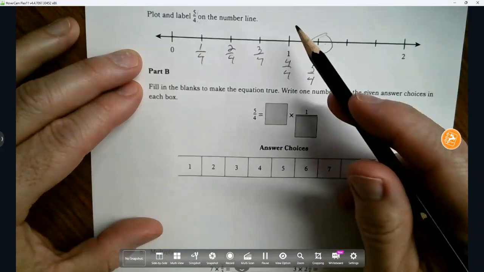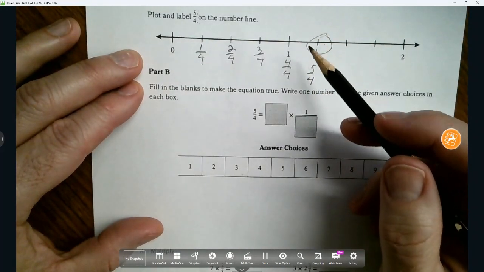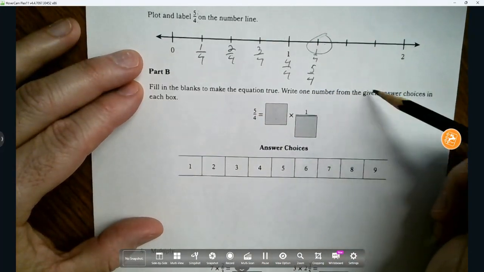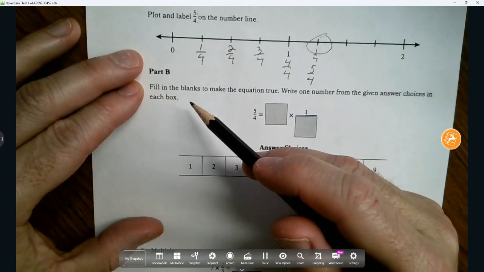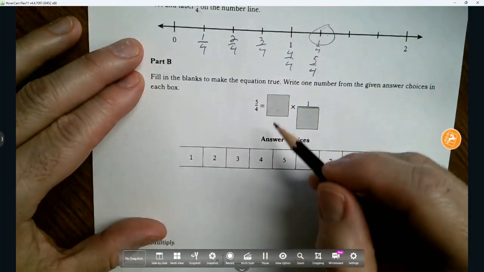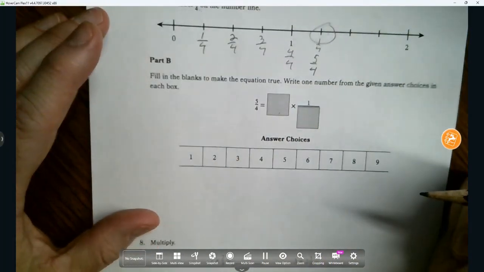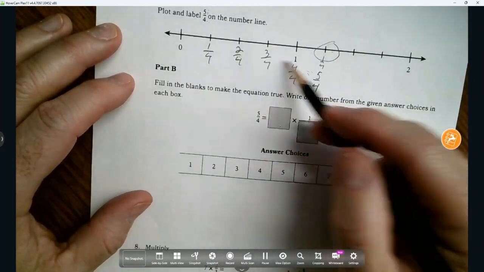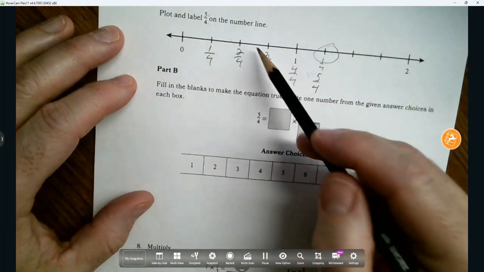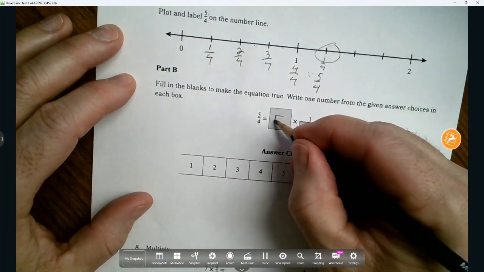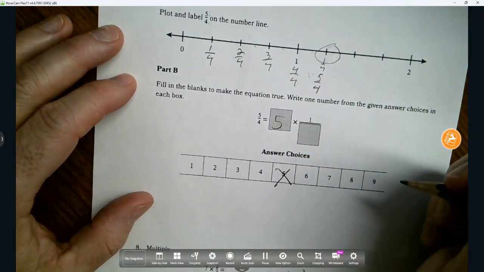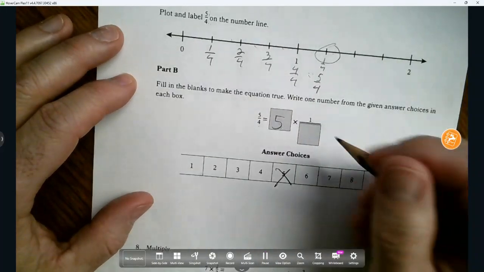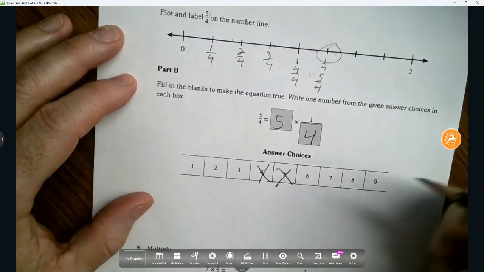Down here, we're talking about the same thing we just did up here, right? Same thing. It says fill in the blanks to make the equation true. Write one number from the given answer choices in each box. So you got to use one of the numbers in here and one of the numbers in here. Think about what we just did here. How many times did we see fourths in here? 1, 2, 3, 4, 5. There's our 5. And how many is each one worth? What's our bottom number there? 4. Done.